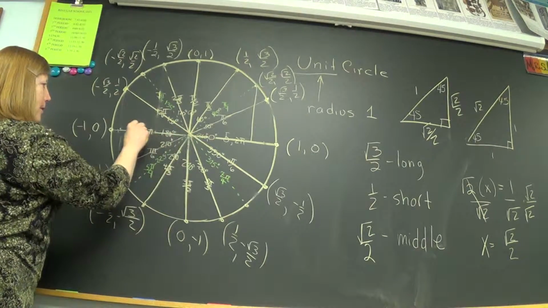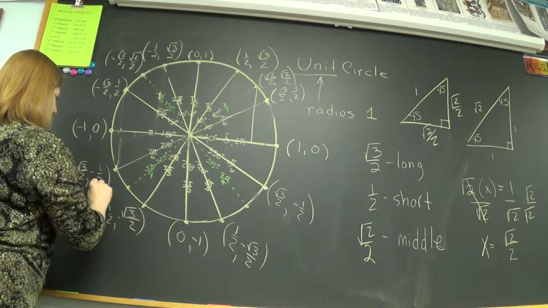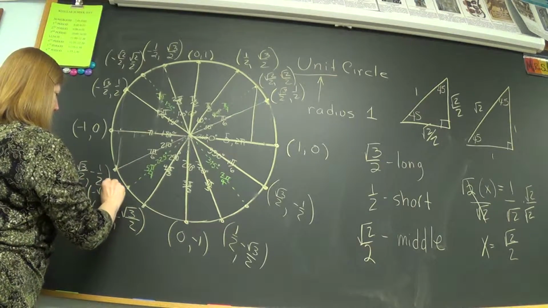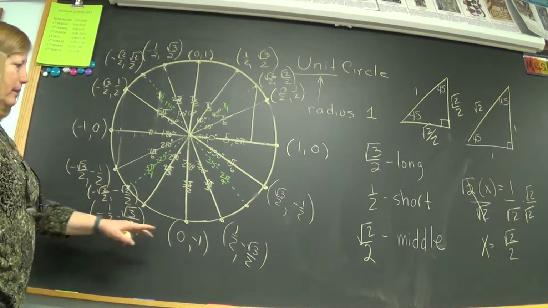Sorry, I was looking at the timer. Middle back, middle down. So negative square root of 2 over 2, negative square root of 2 over 2. Right. Alrighty. Where are we?